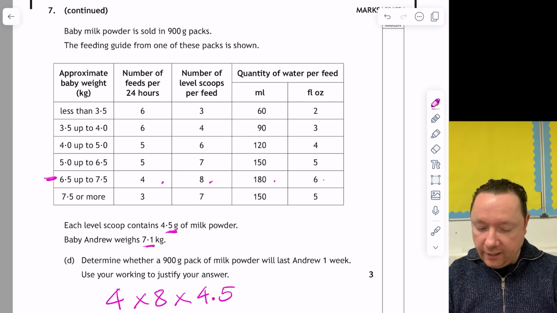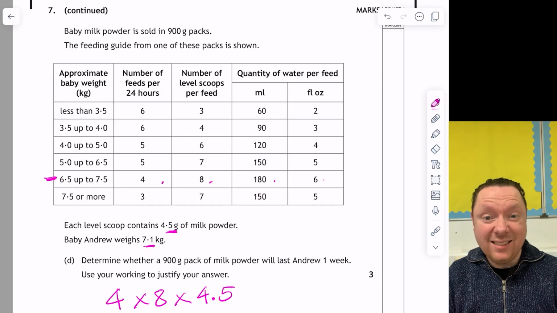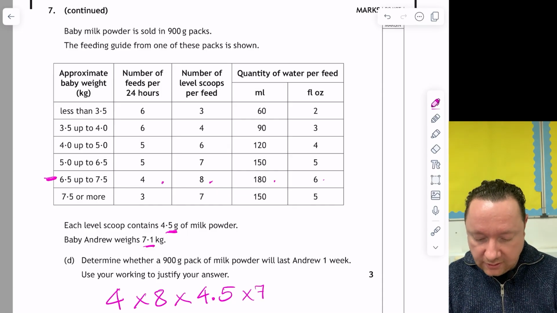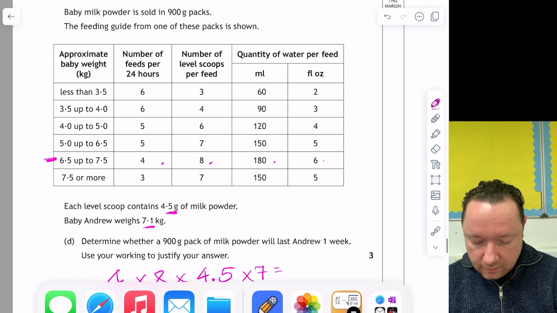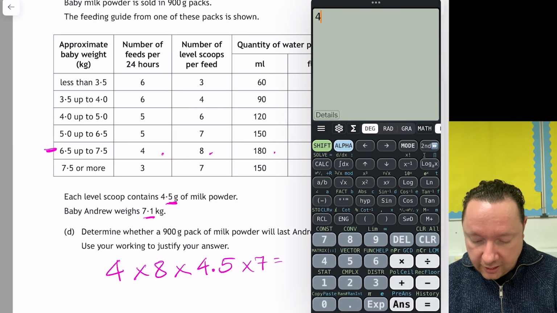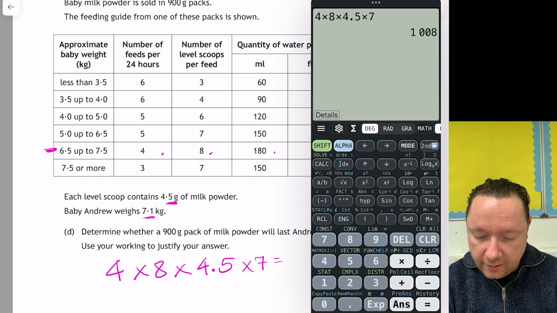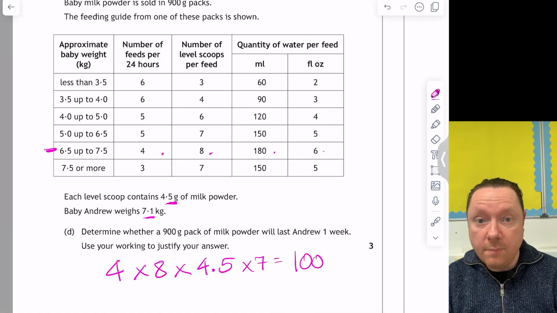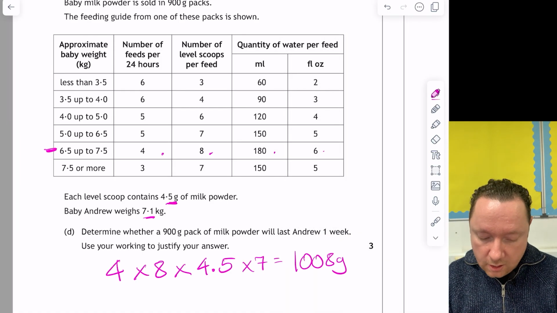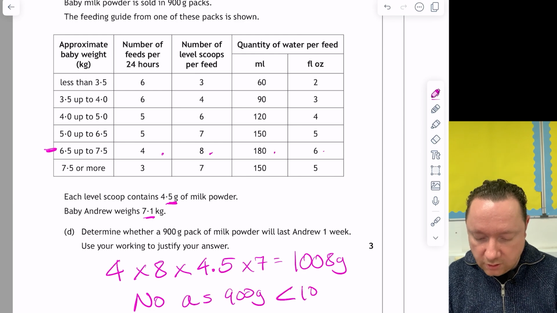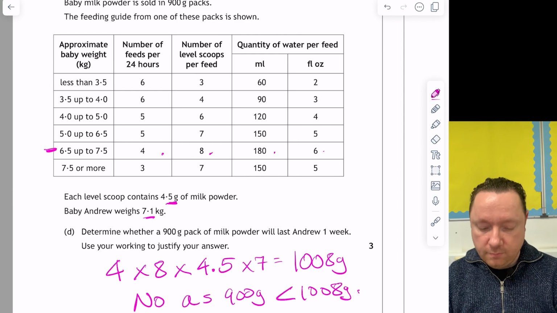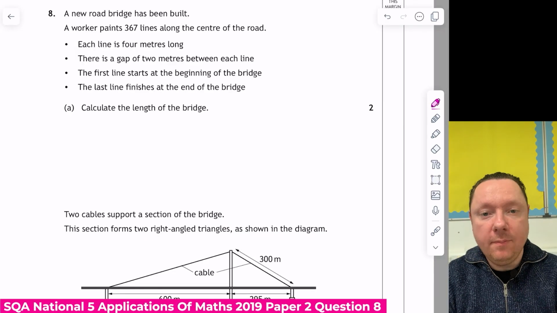And then we've got a week. Well, 24 hours is a day, a week is 7 days. So I need to times that whole thing by 7 and see what I get. 4 times 8 times 4.5 times 7 is 1,008. So that's 1,008 grams. So will the milk powder last Andrew a week? No, as 900 grams is less than 1,008 grams. And we're done there.